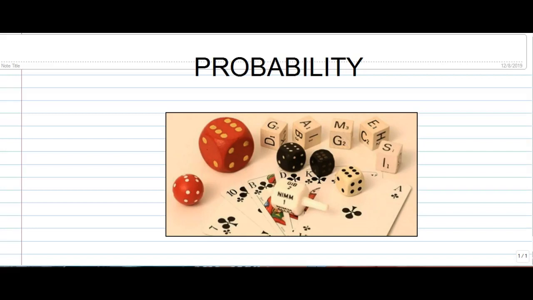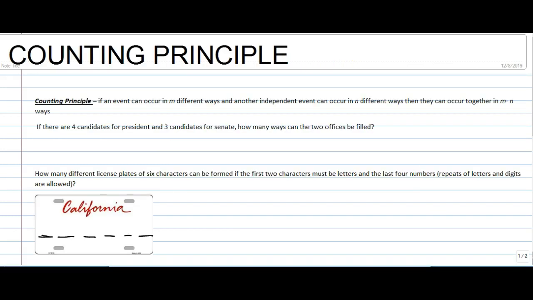In this chapter, we'll be discussing concepts related to probability. Probability is a separate math course in and of itself, so we'll be just looking at the very basic concepts pertaining to probability. The first concept we're going to discuss is called the counting principle.